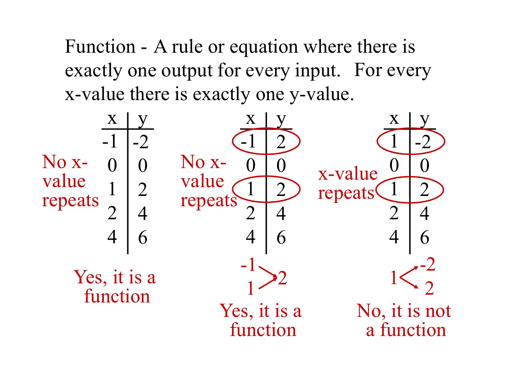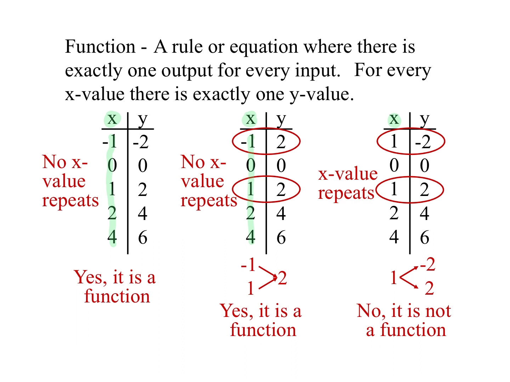So we have different types of functions. A function is a rule or equation where there is exactly one output for every input, and for every x value there is exactly one y value. Now remember, you only find out if it's a function or not based on the x. So the x is what's going to tell you if it's a function or not. For the first one, no x values repeat, as you can see: -1, 0, 1, 2, and 4. So it is a function. For the next one, we have -1, 0, 1, 2, 4. Also, no x value repeats. So it is a function.